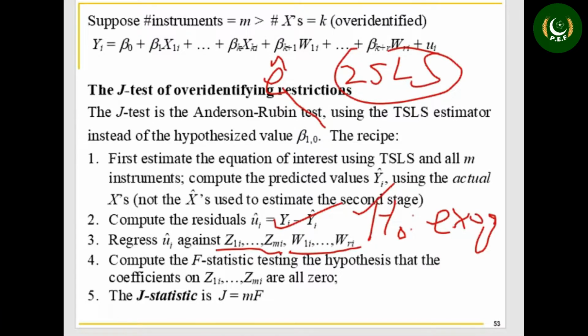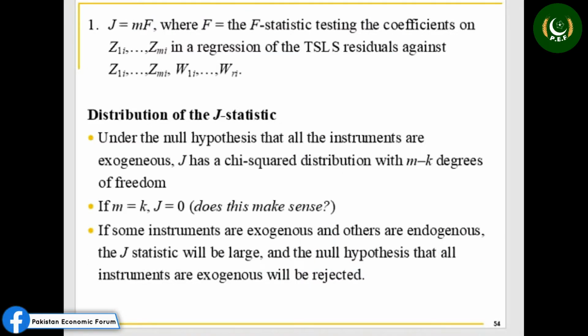So our test statistic is J equal to M times F, with M minus K degrees of freedom. I'll explain how we carry out this process. If M is equal to K, then you cannot do this test of exogeneity.